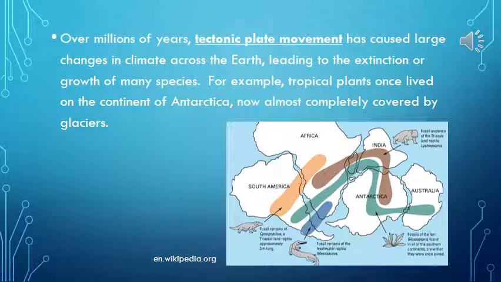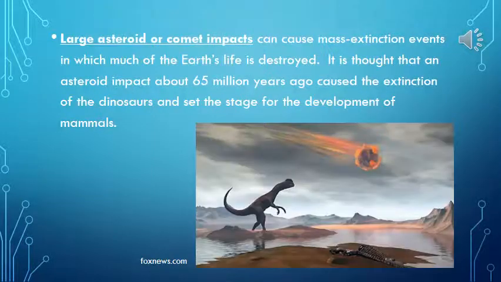Over millions of years, tectonic plate movement has caused large changes in climate across the Earth, leading to the extinction or growth of many species. For example, tropical plants once lived on the continent of Antarctica, now almost completely covered by glaciers. Large asteroid or comet impacts can cause mass extinction events in which much of the Earth's life is destroyed. It is thought that an asteroid impact about 65 million years ago caused the extinction of the dinosaurs and set the stage for the development of mammals.